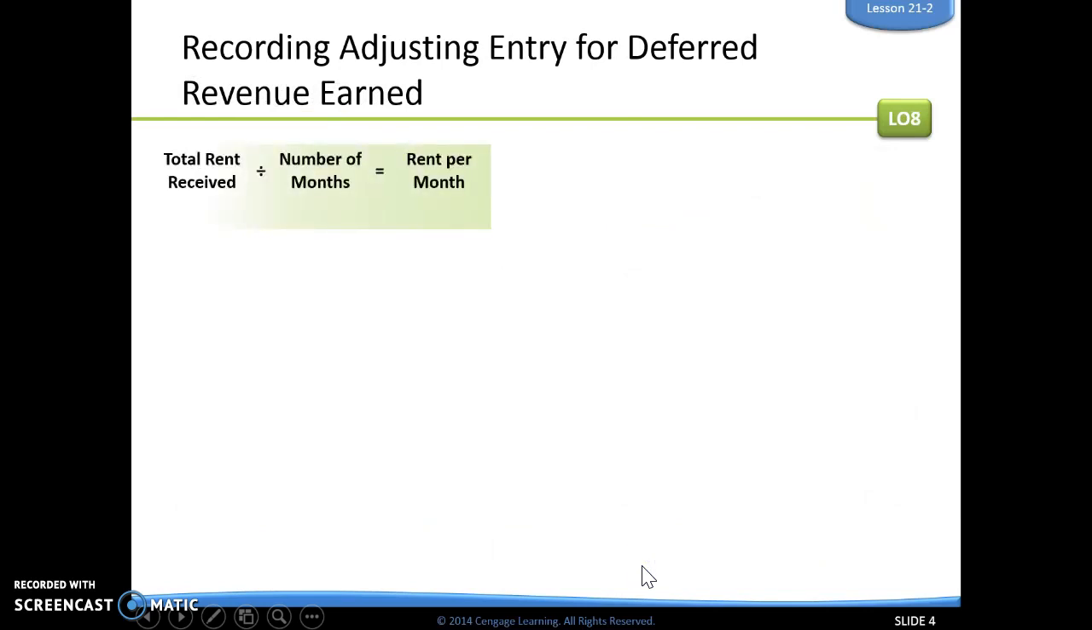Okay, so now what we need to look at is how much of that was deferred. So we're going to record an adjusting entry for that deferred revenue earned. So we're going to take the total rent that we received divided by the number of months to get how much rent was for each month. So we received $4,500. We had 3 months of rent. That means that each month was $1,500.